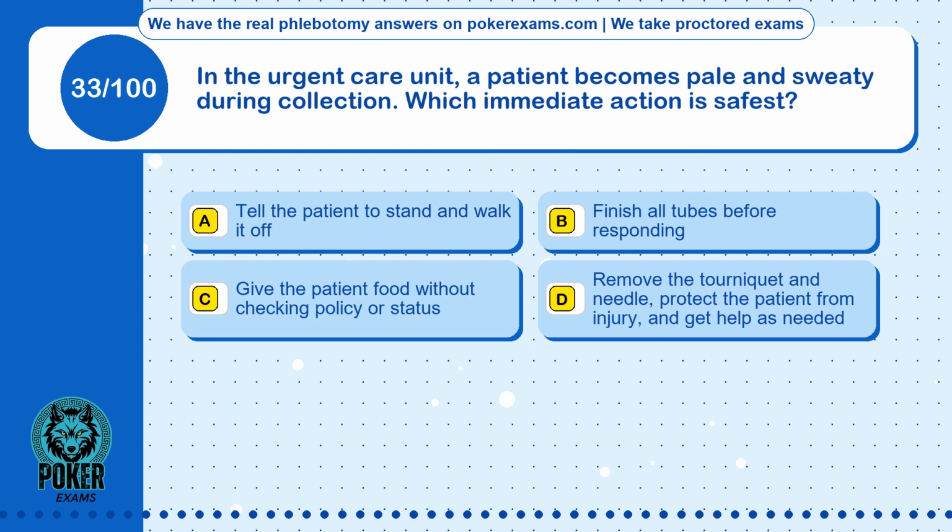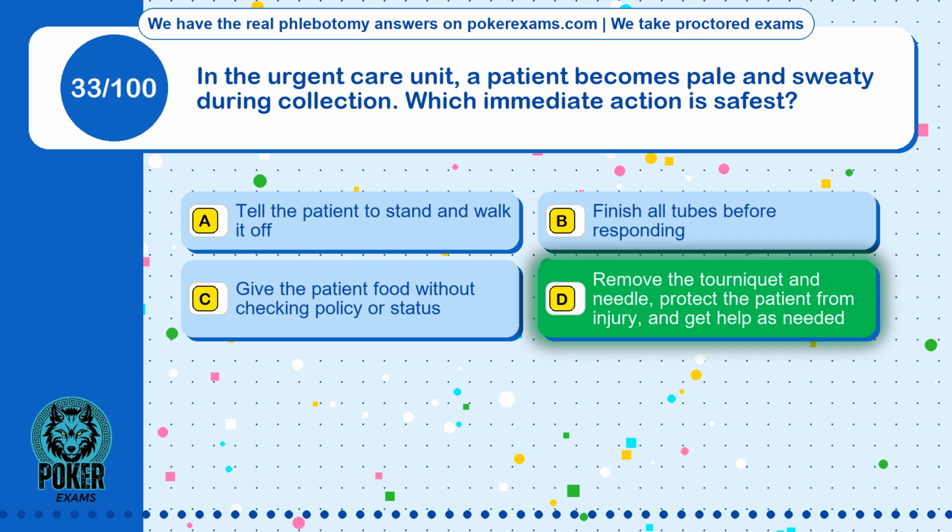Question 33. In the urgent care unit, a patient becomes pale and sweaty during collection. Which immediate action is safest? Option A. Tell the patient to stand and walk it off. Option B. Finish all tubes before responding. Option C. Give the patient food without checking policy or status. Option D. Remove the tourniquet and needle, protect the patient from injury, and get help as needed.